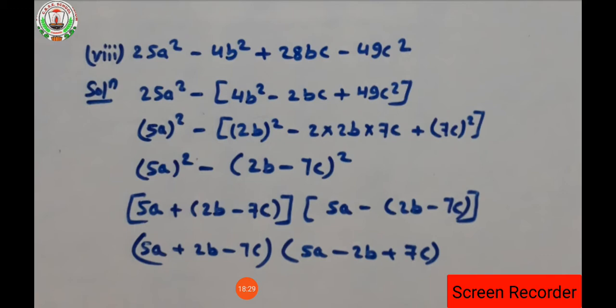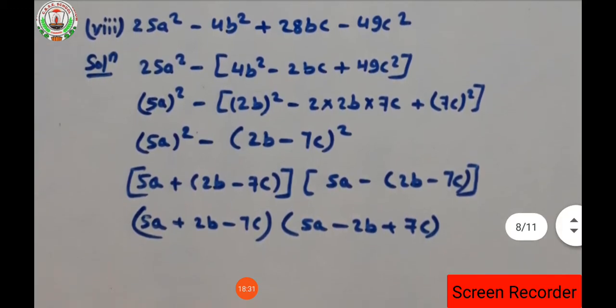Next, 8th part of the question, 25a square minus 4b square plus 28bc minus 49c square we are having. So what we have to do here, we have to write inside the bracket in order to convert it into the form of identity. So 25a square can be written as (5a) square, minus 4b square can be written as (2b) the whole square, minus 2 into a value is 2b, and b value is 7c, that is 49c square, isn't it? So minus 2 into 2b into 7c plus (7c) the whole square. So it will be in the form of (2b minus 7c) the whole square.